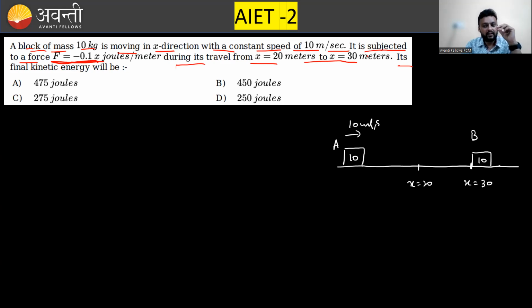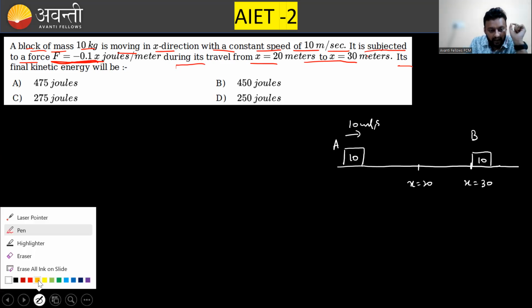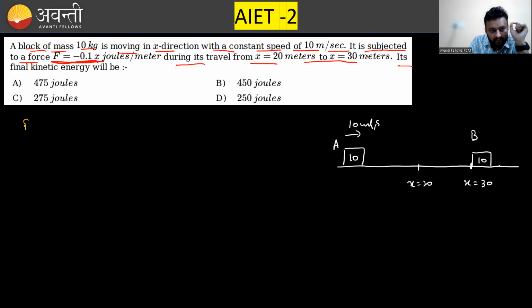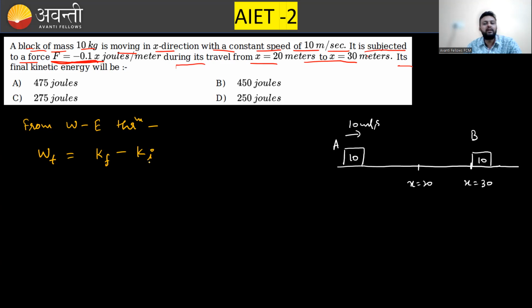This force will do some work, and everybody knows that there is a very standard theorem in the work energy chapter, the work energy theorem. What it says is that total work done is equal to the change in kinetic energy, K final minus K initial. This is the golden statement.